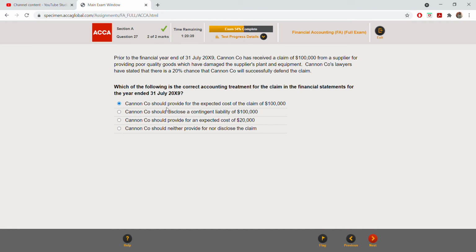Why is it the first one? It could be the other things also. They could disclose it as a contingent liability. What is a contingent liability? A liability which will be arising in the future because of past events, not yet happened. You are expecting there's a probability that this might become one. But here they are saying that they will provide for the cost of the claim, 100,000. Why? Because they were told they have a 20% chance of succeeding. That means what? 80% they are going to lose. There's a higher chance that they are going to lose the claim. That means it's an obligation that they have to pay.